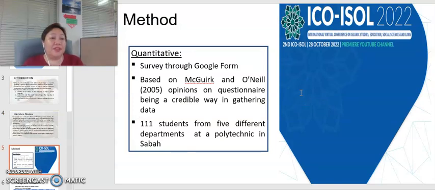The method used for this research is quantitative, where a survey was given to the respondents through Google Form. Based on McGurk and O'Neill in 2005, questionnaires are a credible way of gathering data. So that is the reason why we use questionnaires for this research. A total of 111 students from 5 different departments at a Politeknik in Sabah took part. A few examples of these departments are civil engineering, mechanical engineering, and commerce.